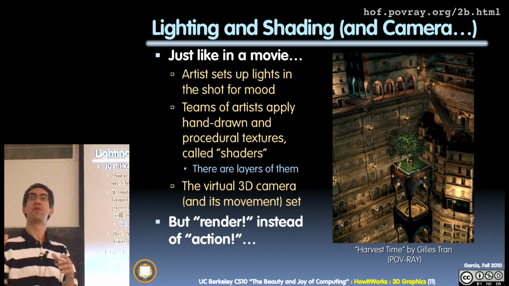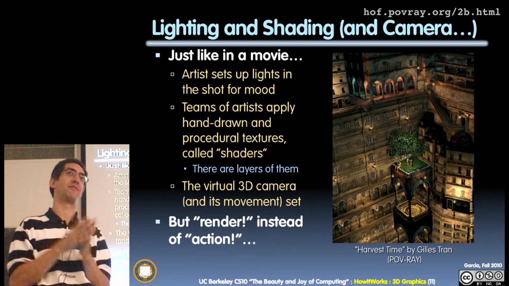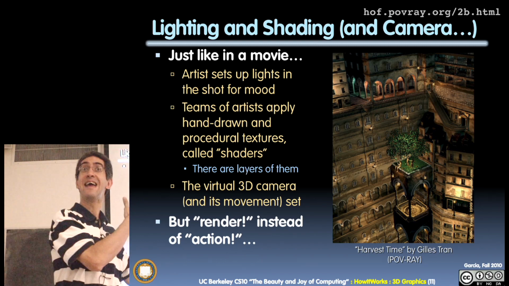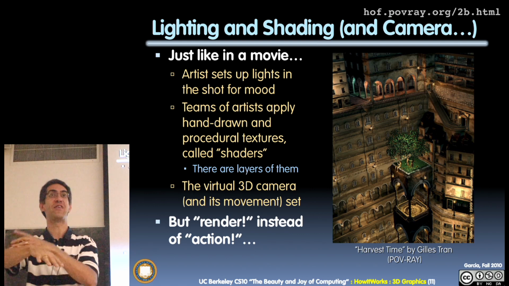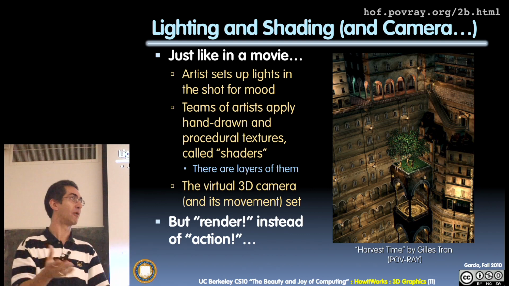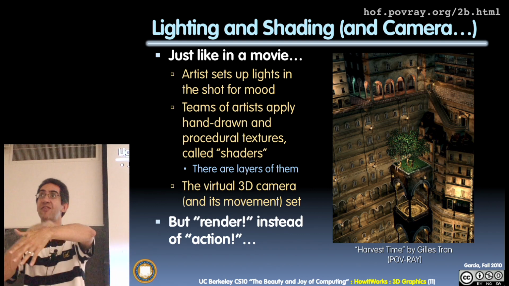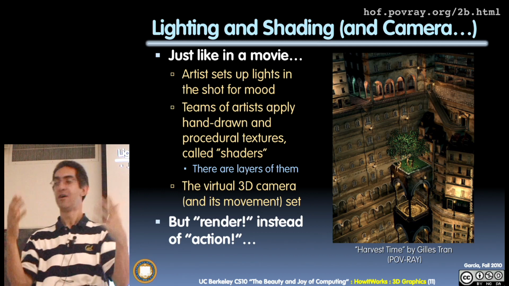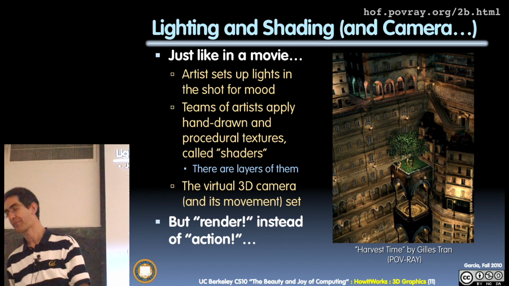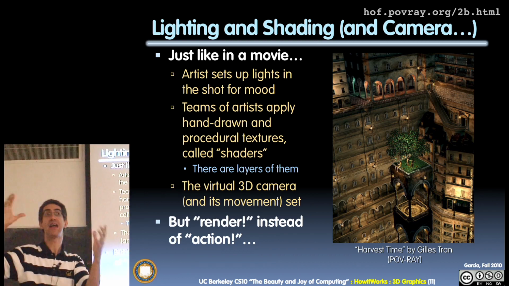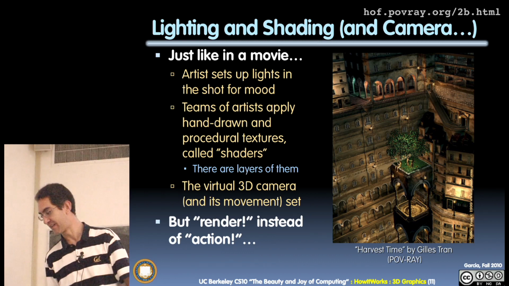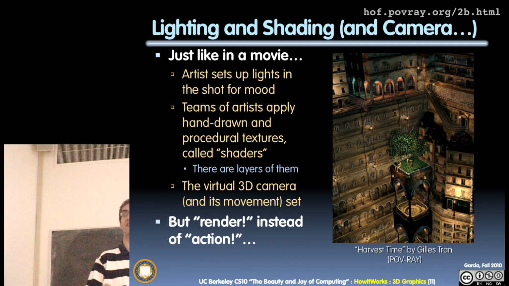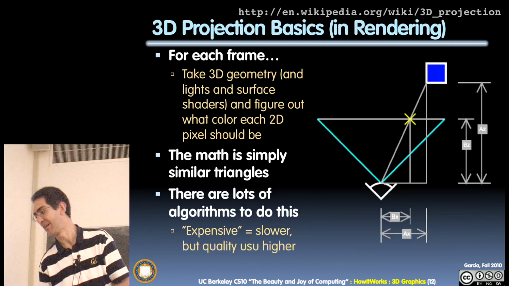If you look at the coolest movie I've ever seen, it's Cars. The cars themselves had this amazing paint, and cars in general have multiple layers of reflective paint, and they have amazing glittery paint on some of the main characters in the Cars movie. Then you have a virtual 3D camera, and you're all set. That camera may then move over time. But then, rather than saying action, you say render, and that's the next step.